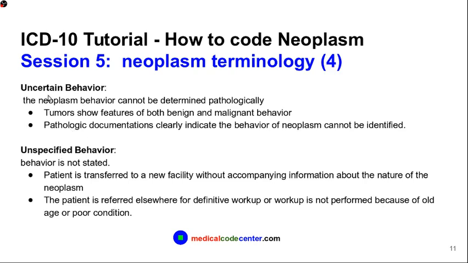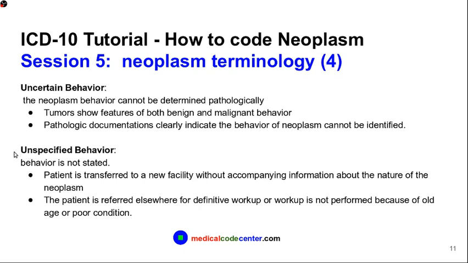As we mentioned, the fifth type is the neoplasm of uncertain behavior. That means the neoplasm behavior cannot be determined pathologically. There are two cases. Either the tumor shows features of both benign and malignant behavior, or the pathological documentation clearly indicates the behavior of the neoplasm cannot be identified. In all those two cases, it's uncertain behavior neoplasm.